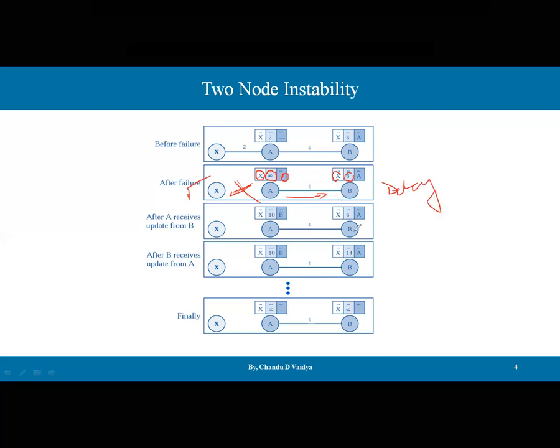B is saying to A, I have a path to reach X, and B sends the routing table saying that I have a path to reach X, and definitely A will accept that table. And what is going to happen? So B is sending X, 6, and A. Initially the cost was 6, and by adding 4, this will become 10, and A is saying that it can reach X via B.